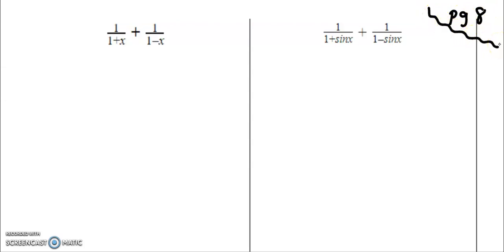Okay, so what I'm going to do right now is go over the algebraic skill. That's what's on the left, the algebra. And then on the right-hand side, we're going to apply that exact same skill with the trig.